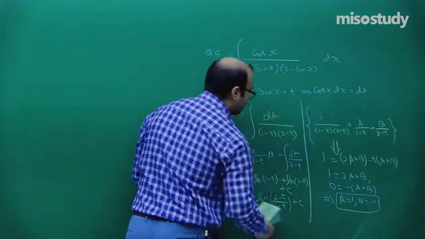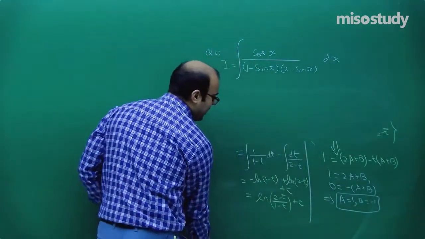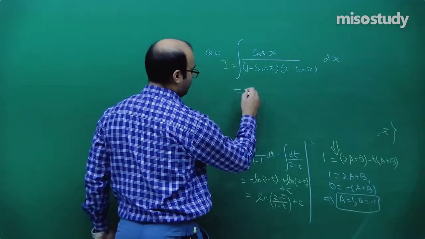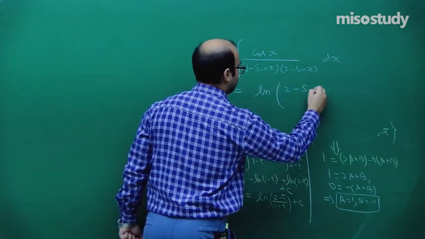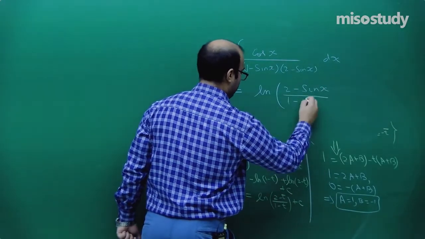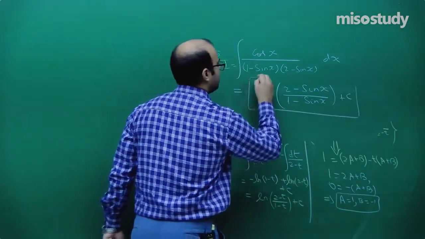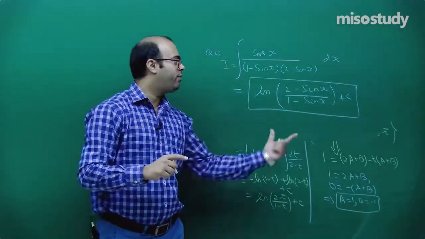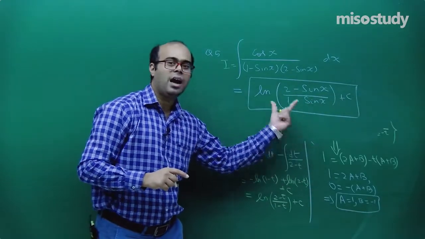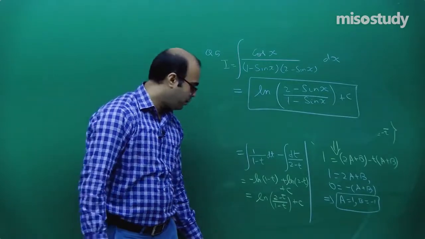So the final answer can now be written as, since we took sin x as t, log of (2 minus sin x) upon (1 minus sin x) plus constant of integration. This is the integral of this term. If we want to verify, we can differentiate this, and we will see that after simplifying we get the result which is inside the integration.